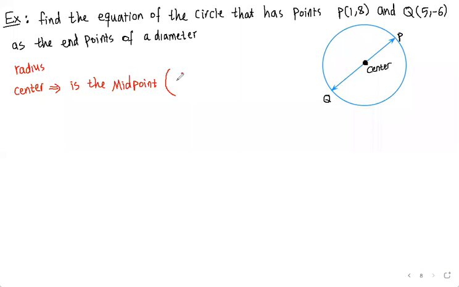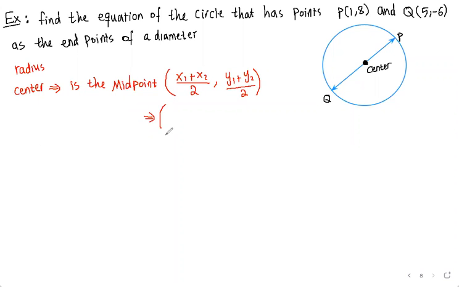So the midpoint is x1 plus x2 over 2 from last time, comma, y1 plus y2 over 2. So you plug everything from these 2 points. So what is the center now? x1 is 1, x2 is 5, y1 is 8, y2 is minus 6. And you plug inside this formula.